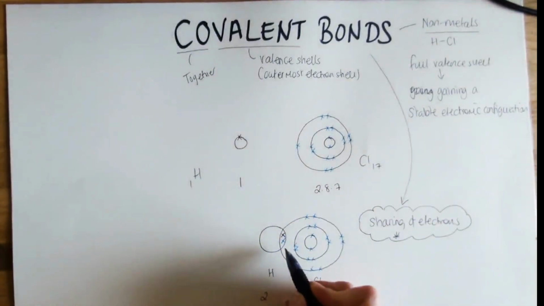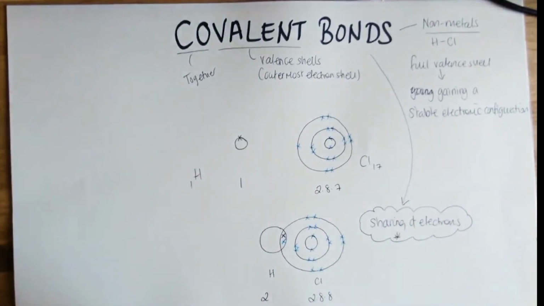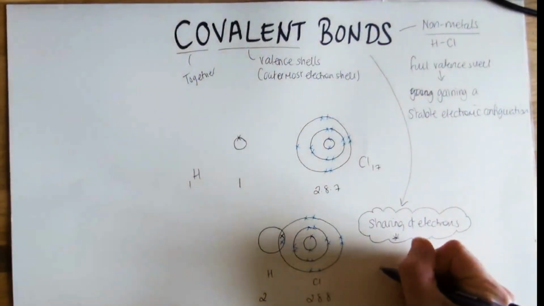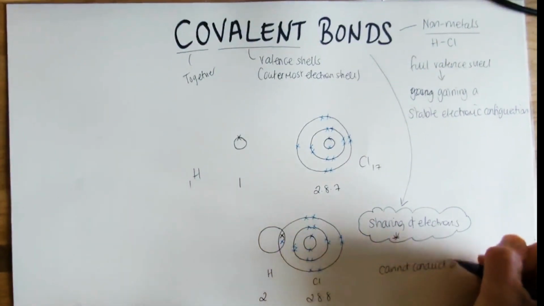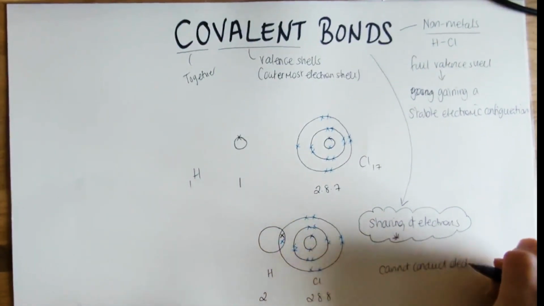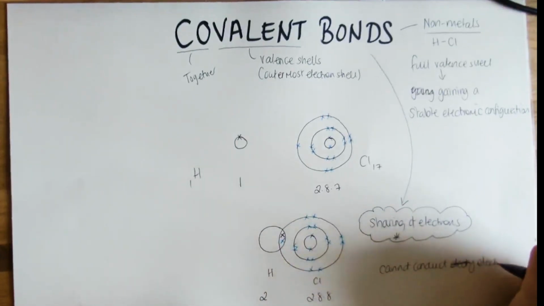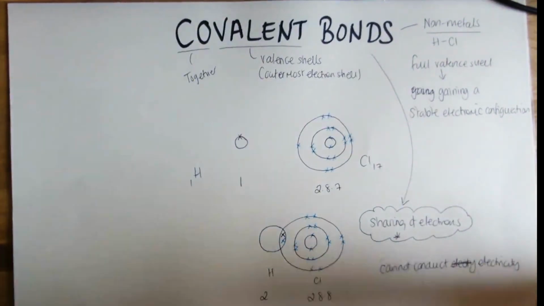Now, because electrons don't actually get donated, neither hydrogen nor chlorine loses an electron. They're simply overlapping their orbitals and sharing that electron. There is no overall charge associated with this as there is in ionic bonding. So they cannot conduct electricity.